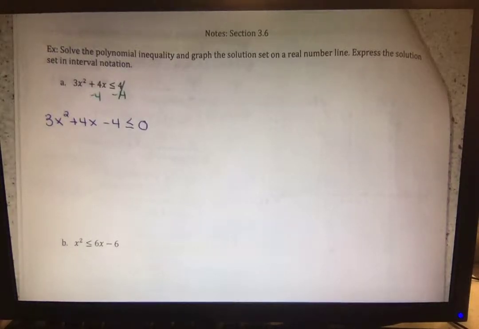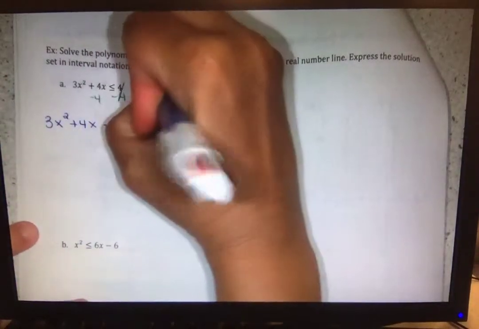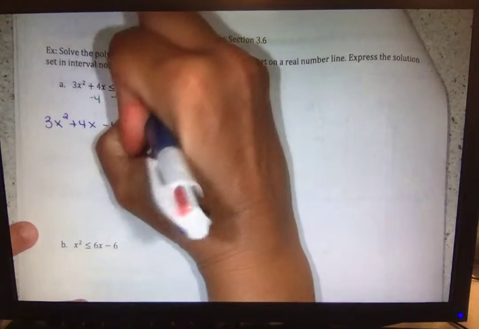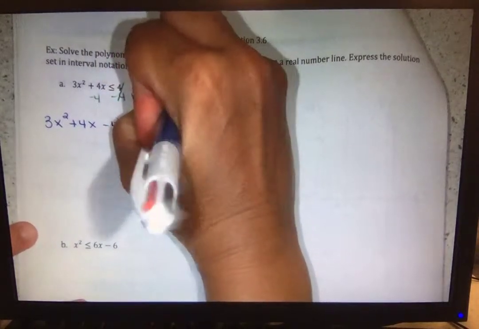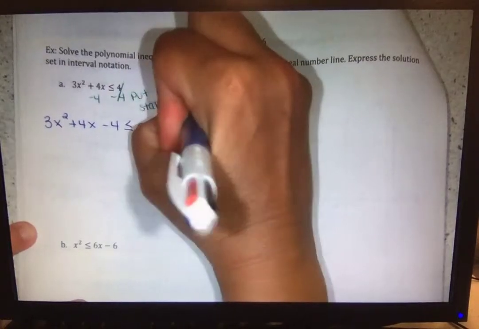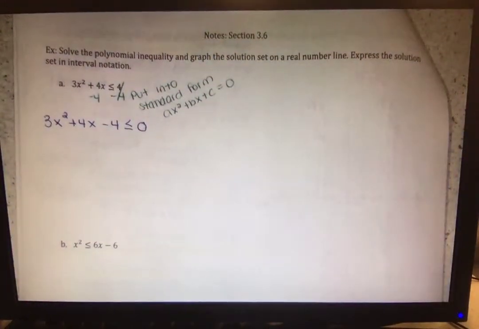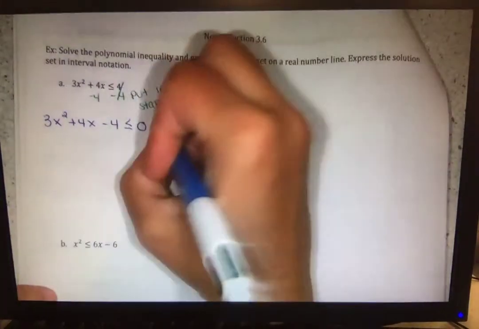So now that it's in standard form, which is like ax squared plus bx plus c equals 0, whatever your sign might be, it's set to 0. We can go ahead and try to factor it. Our first step in factoring is GCF. Is there anything that 3x squared plus 4x minus 4 have in common? No, so no GCF.